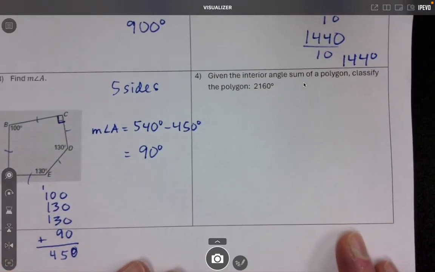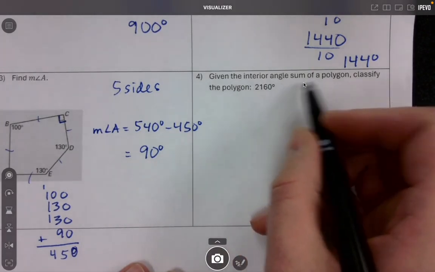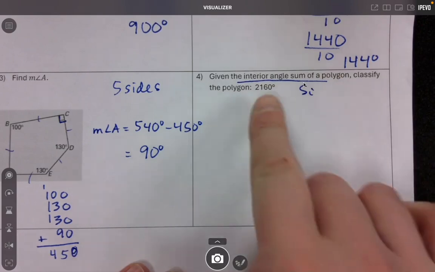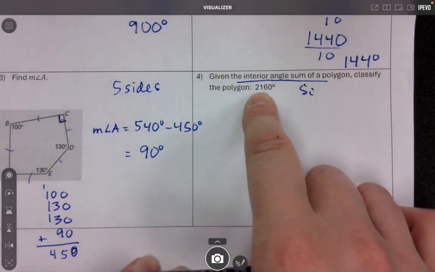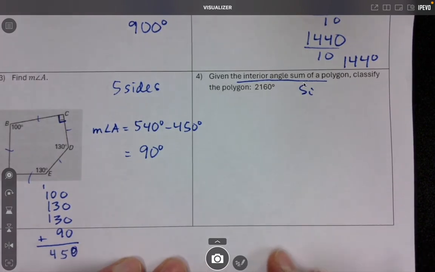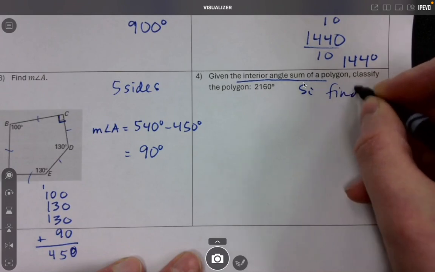Okay, this last one is a little bit tricky. It says given the interior angle sum, that's that S_I, is 2,160 degrees, we want to classify it. That means, like, what is it called? Is it called a pentagon? Is it called an octagon? What's going on? So basically we're going to find n.